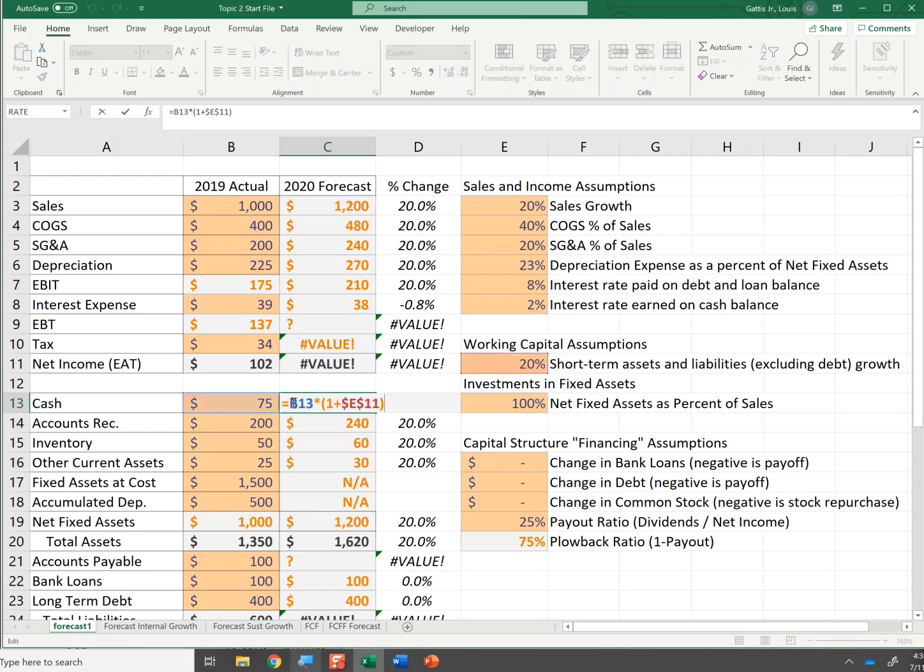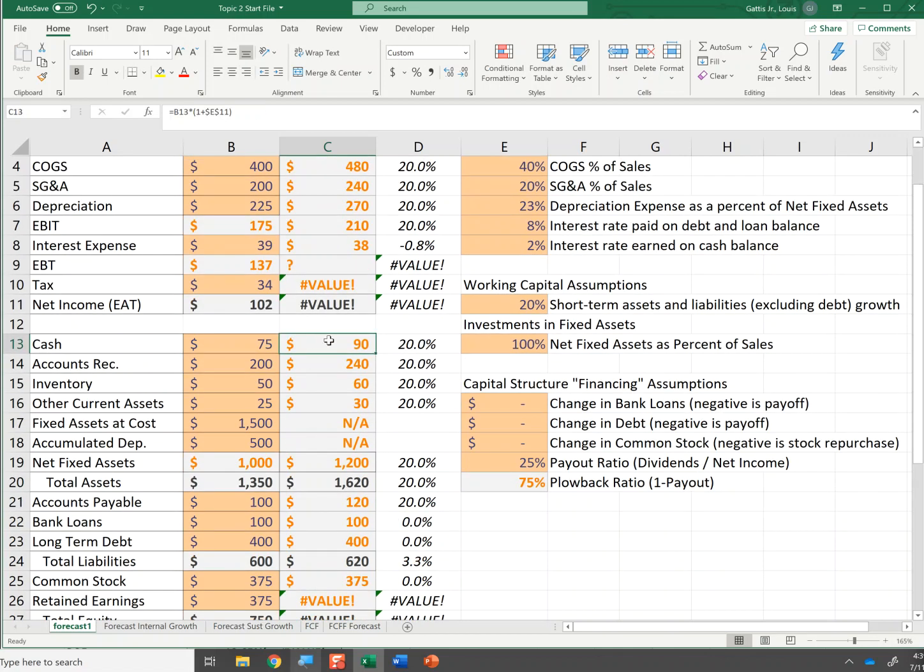Notice how B13 here turned into B14, B15, B16. And then I'm going to copy that formula one more time. I'm going to hit Control C, and accounts payable is a short-term liability. I'm going to paste that there. So now I have my balance sheet forecasted so far. I have my short-term assets.